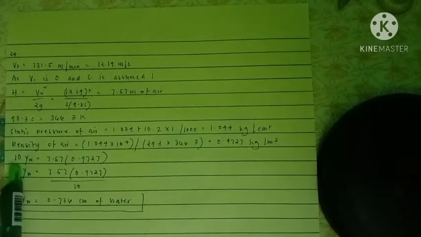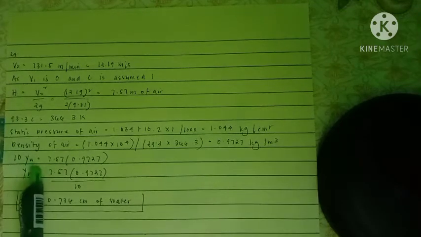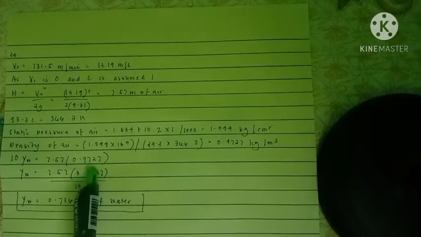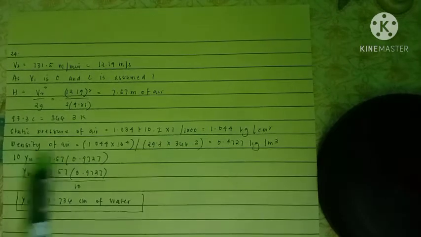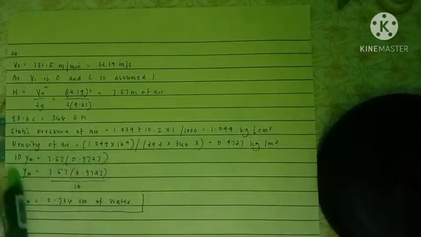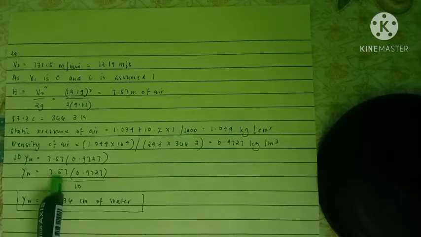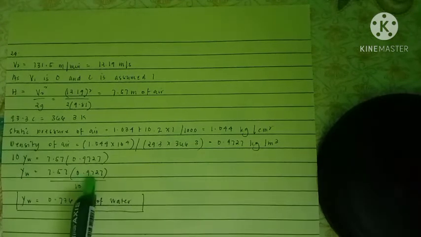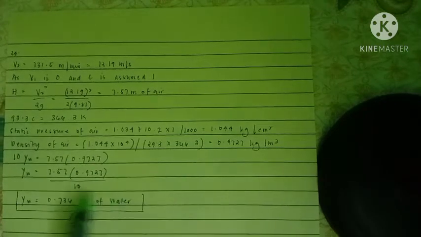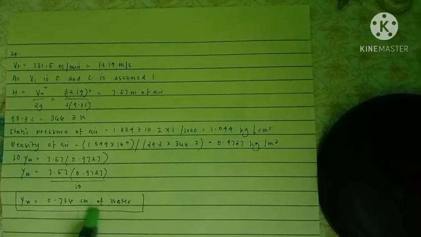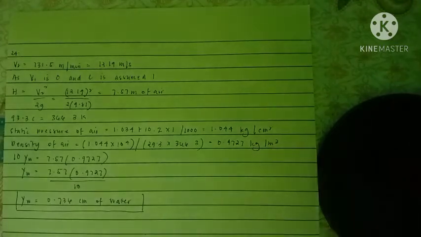So 10 y sub w is equal to 757 times 0.9727. Deriving this formula, y sub w now is equal to 7.57 times 0.9727 divided by 10, so y sub w is equal to 0.736 centimeters of water.